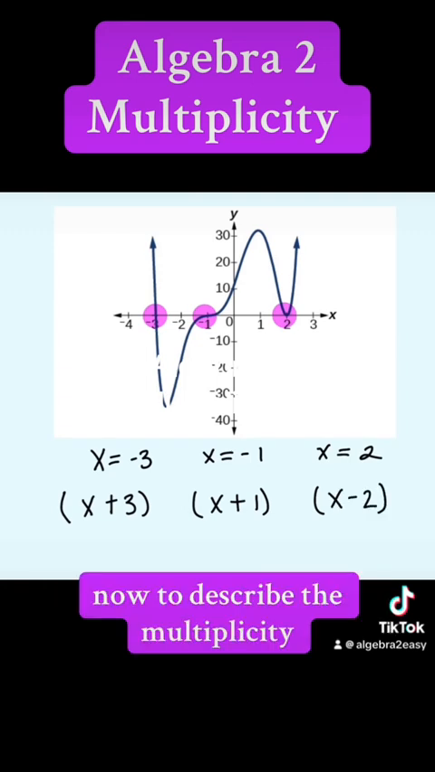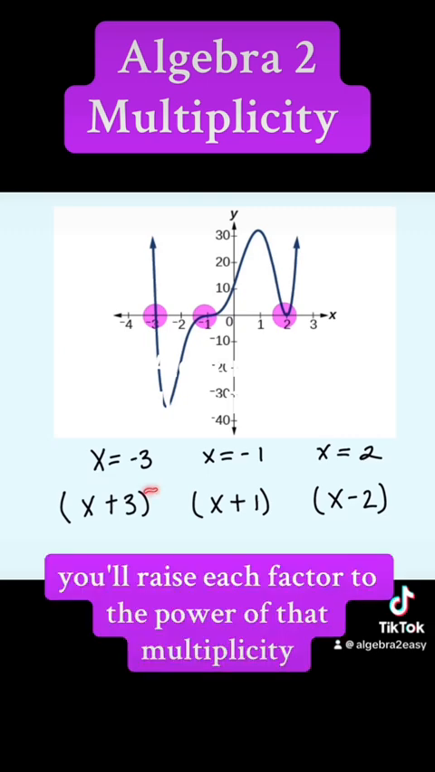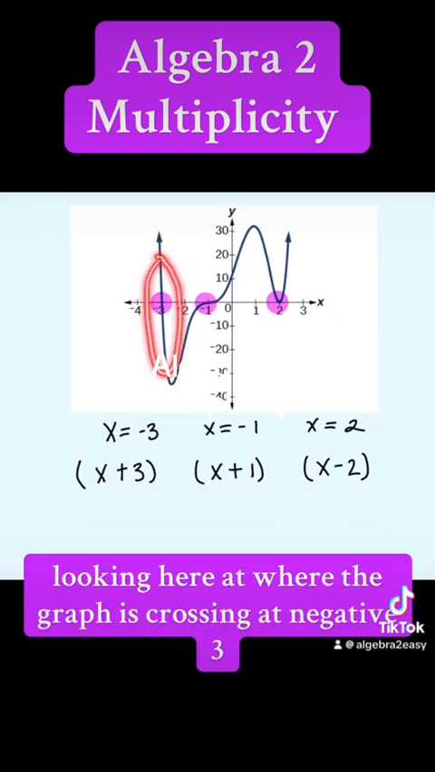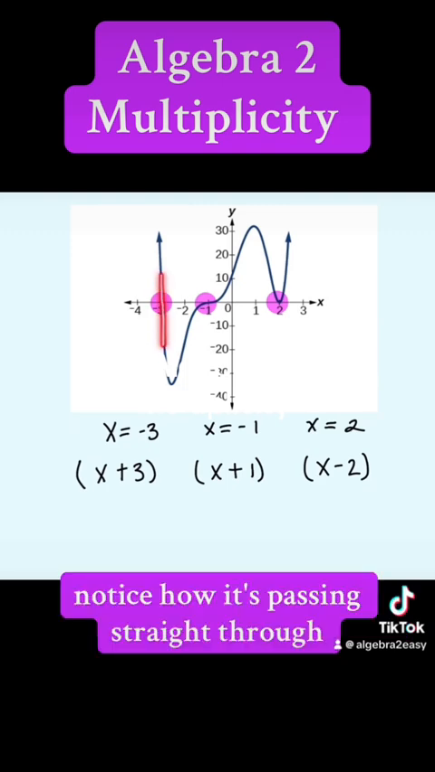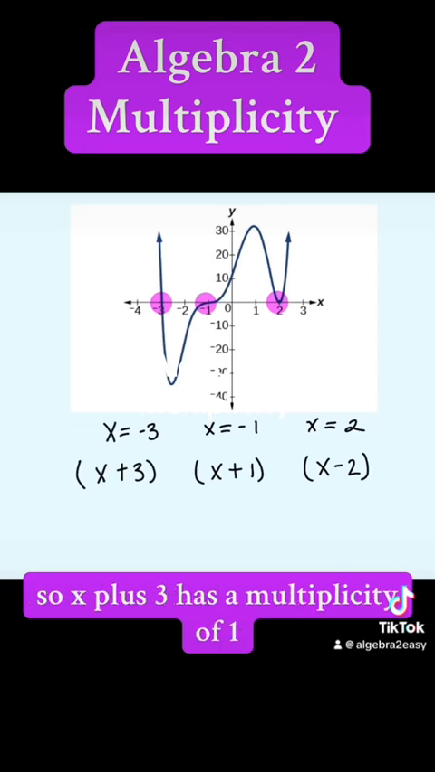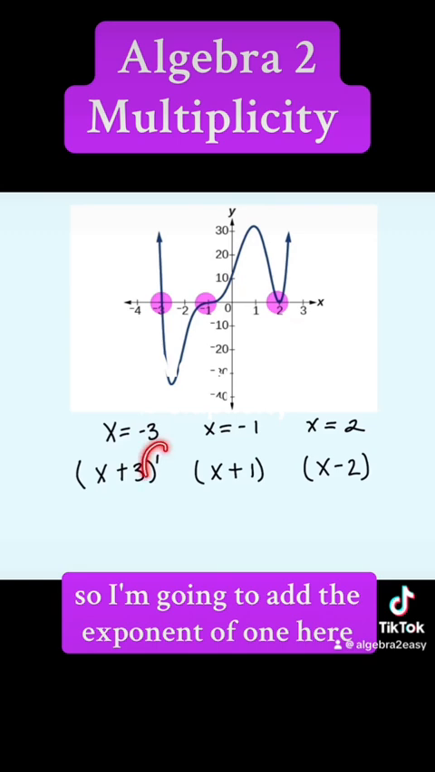Now, to describe the multiplicity, you'll raise each factor to the power of that multiplicity. So for instance, looking here at where the graph is crossing at -3, notice how it's passing straight through. It's not flattened and it's not bouncing back. So x plus 3 has a multiplicity of 1. So I'm going to add the exponent of 1 here.